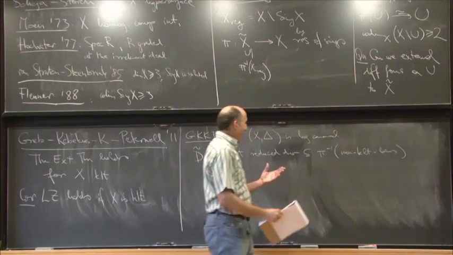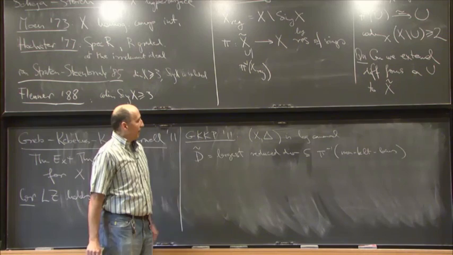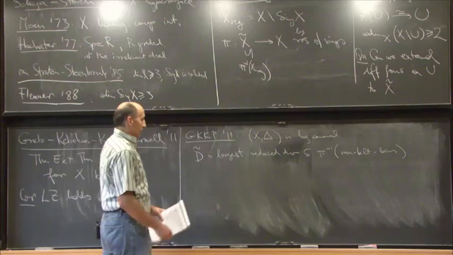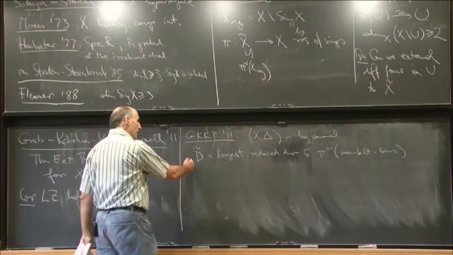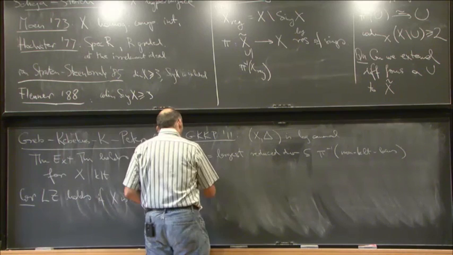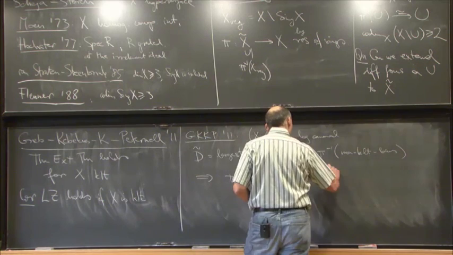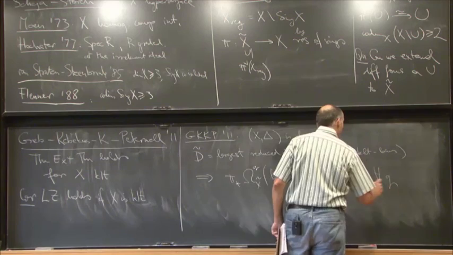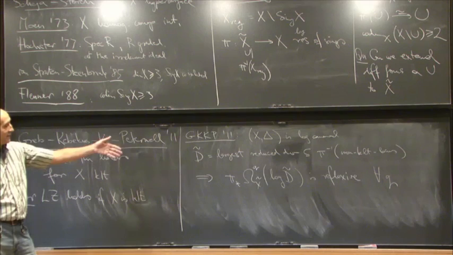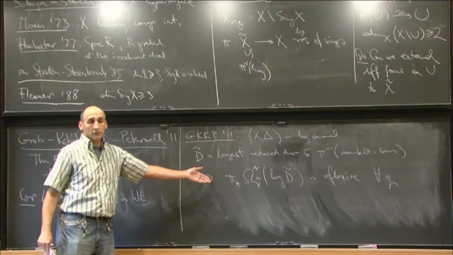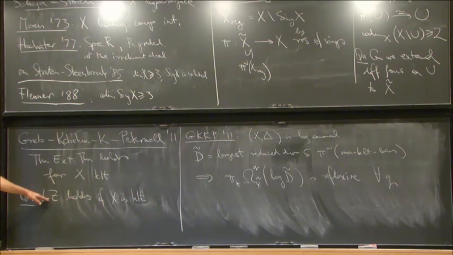So on X, there's a closed subset outside of which (X, Δ) is KLT, and take the smallest closed subset that has this property; that's the non-KLT locus. Then take its preimage and take the largest reduced divisor contained in it. Then π_* of Ω_X-tilde^[q] log D-tilde is reflexive for any q. In particular, if (X, Δ) is KLT, then this is empty, so you have the extension theorem. Okay?